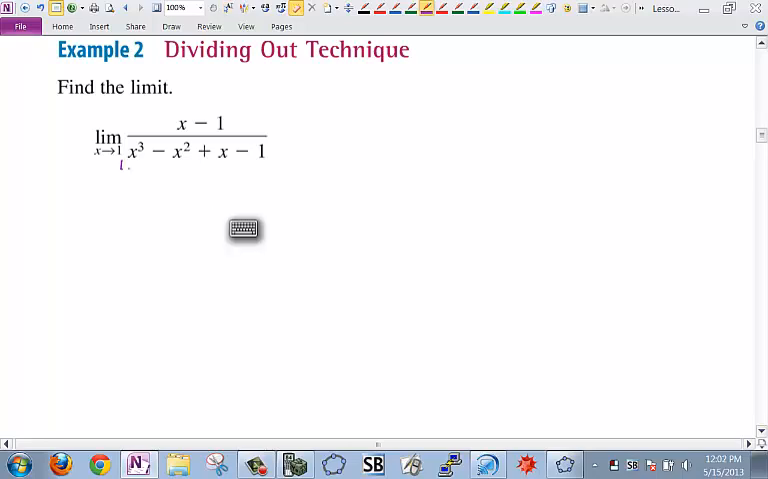So we can factor this by grouping. What can I factor out of that group? X squared. And that's going to leave me with x minus 1. What can I factor out of this one? A positive 1, and it's going to leave me with an x minus 1. So I'm going to have an x minus 1 and an x squared plus 1. So factor by grouping. The x minus 1's cancel, and I end up with the limit as x approaches 1.